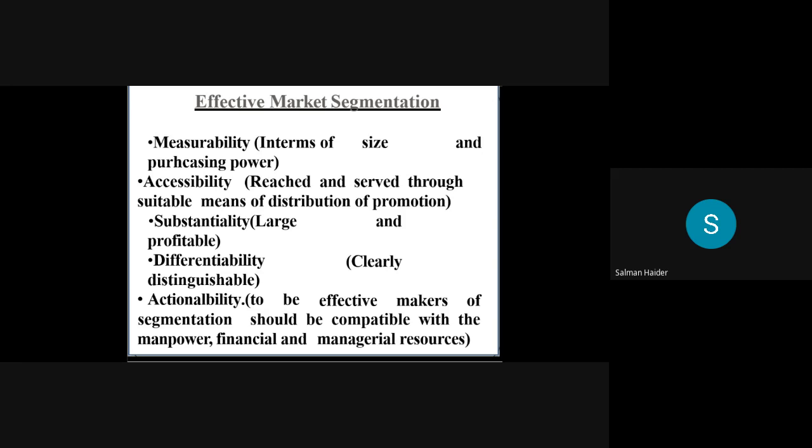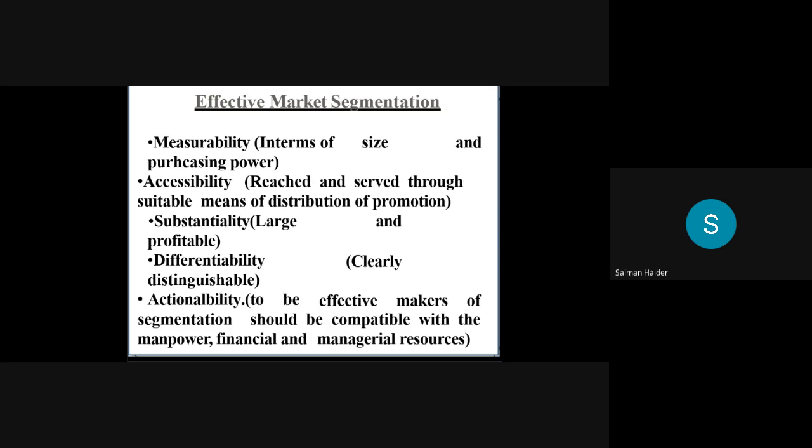One would be done on the basis of measurability. What would be the size of the market which we are trying to segment, and what is the purchasing power? Means what is the purchasing power of the customer? When we talk in terms of brand loyalty, market size, and market potential, especially, what is the number of customers who prefer that particular product?